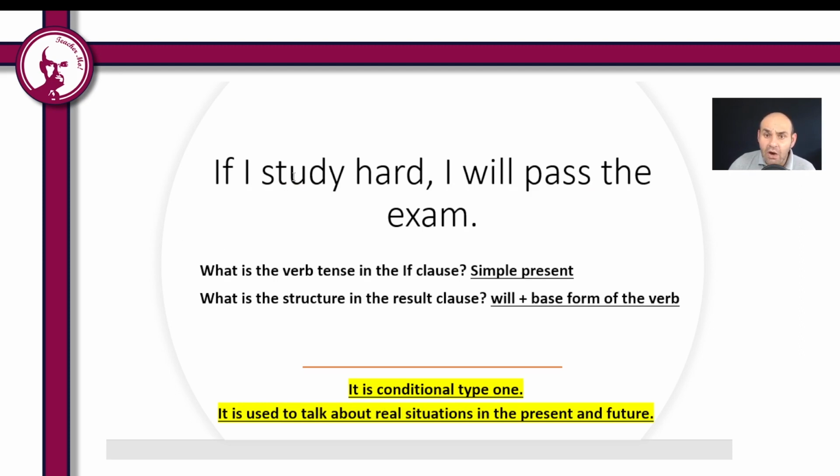If I study hard, I will pass the exam. So look at the if clause, simple present. If I study, simple present verb tense. I will pass the exam. Will plus base form of the verb. Pass, base form of the verb. So in this type of conditional, you see we have the simple present tense in the if clause and will plus base form in the result clause. This is the structure of the first conditional. We use it to talk about real situations in the present and future.